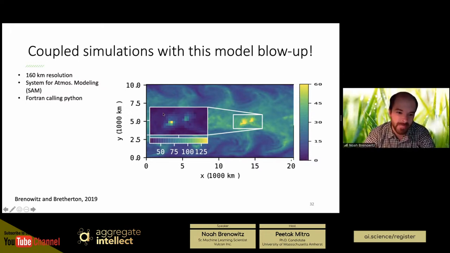If you want to talk about how to call Python from Fortran rather than the other way around, I'd be happy to. And so anyway, this is just showing that in the tropics of the simulation, there's this super moist storm that's emerging that I had to make a blowup on because this color bar didn't fit it. And so in the next time step, this simulation actually crashed, despite the fact that this neural network was working very well in single column mode.